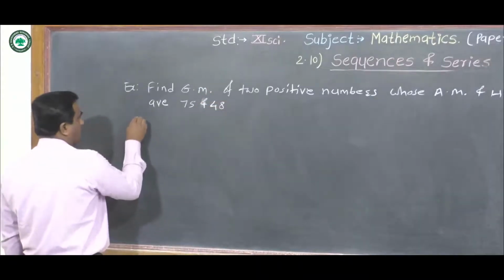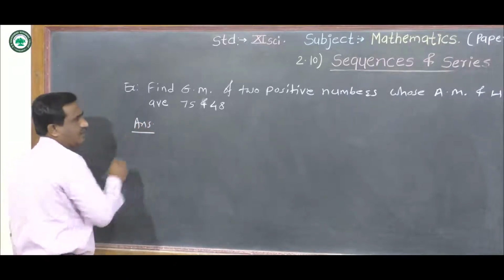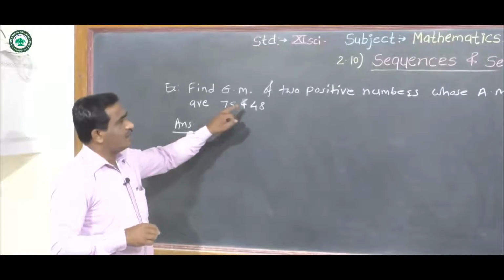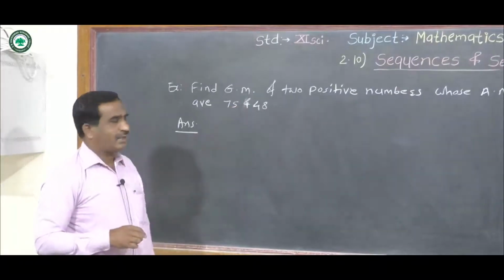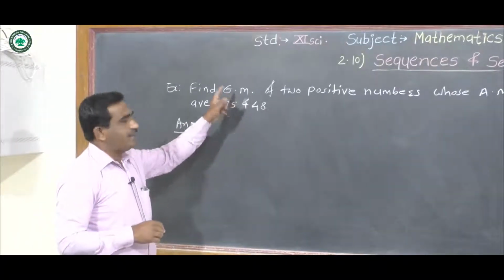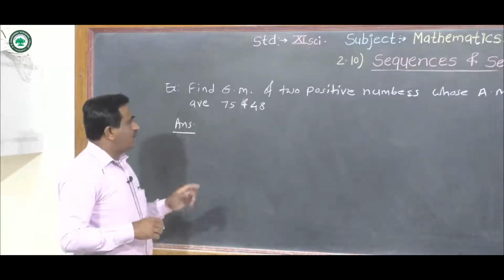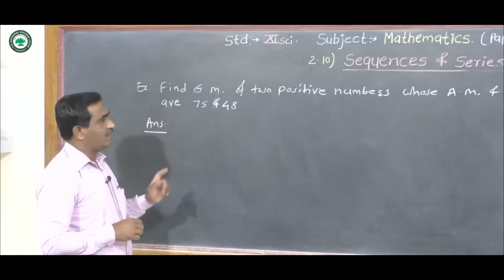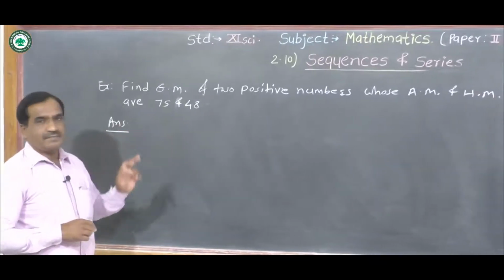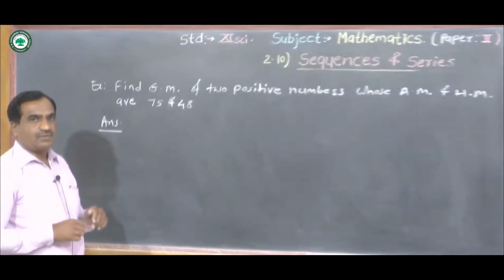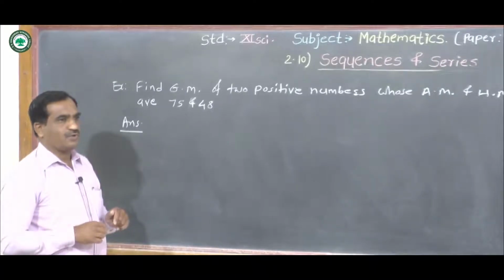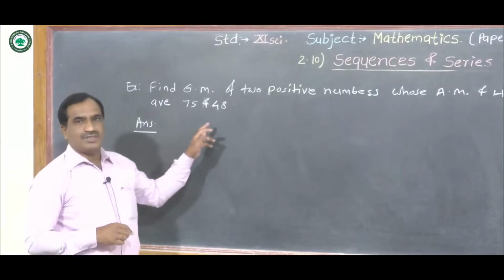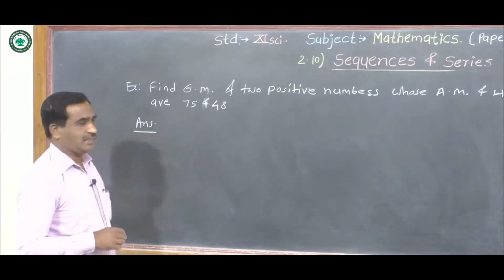Now answer for this. In this example we are given the arithmetic mean and harmonic mean. Arithmetic mean is 75 and harmonic mean is 48, and we have to find the geometric mean. We can solve this example by two methods. First, we can use the formulae for arithmetic mean, geometric mean and harmonic mean, or we can use the result G square equal to AH. Okay, we solve this example by using the result G square equal to AH.